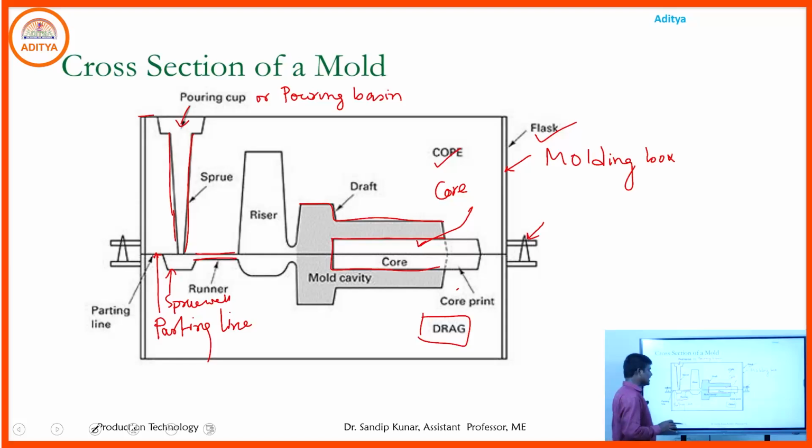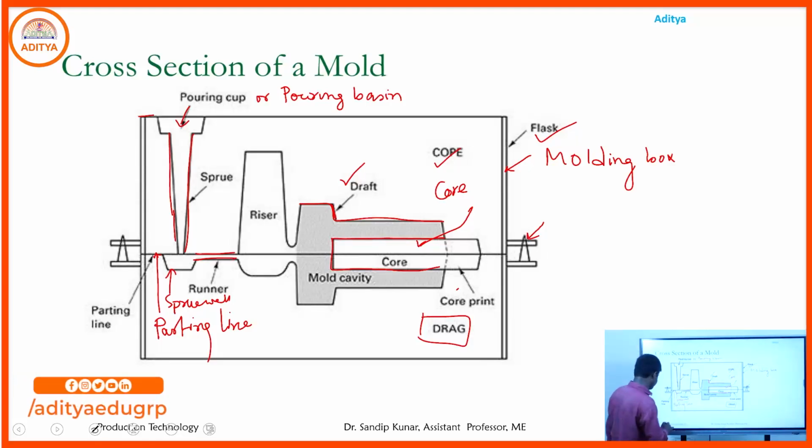In this picture we have shown some angle or taper section provided to the mold cavity, called draft, so that the pattern is easily removed from the molding box. Those are some characteristics and components of the gating system.